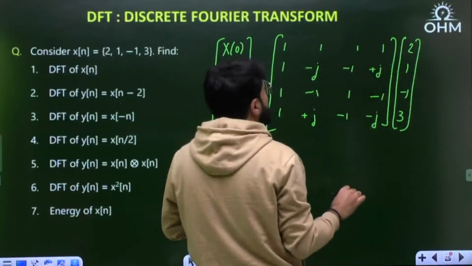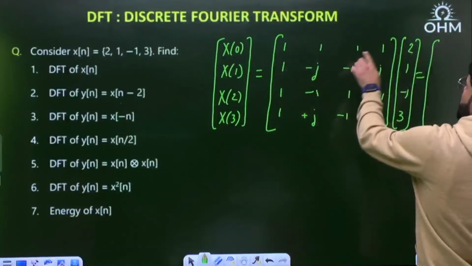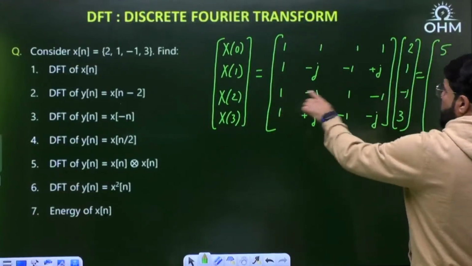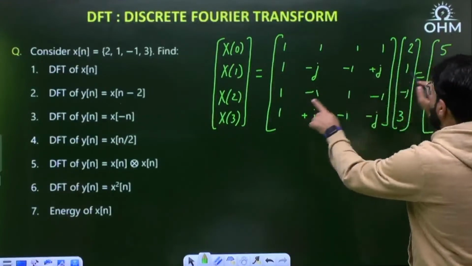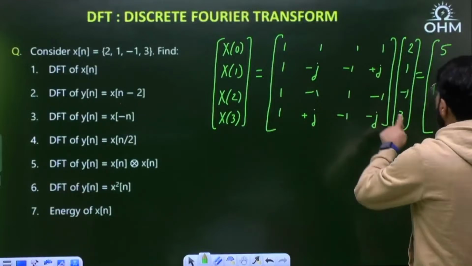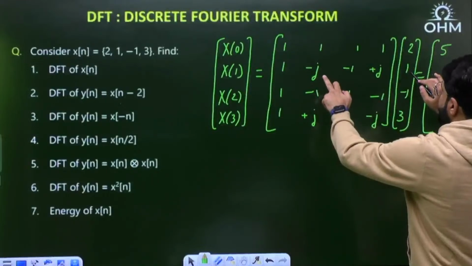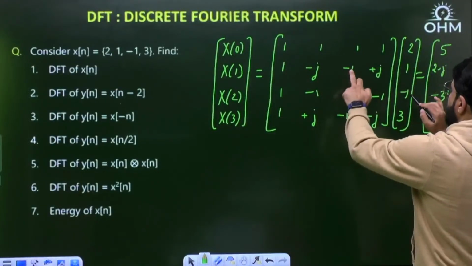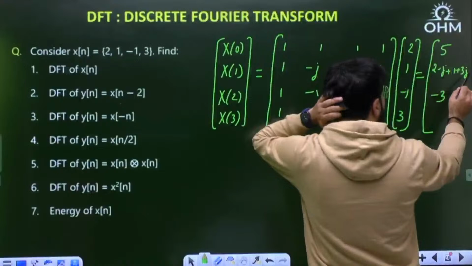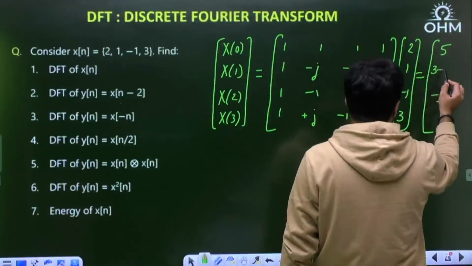Now see what the first result is. First is just addition: 2 plus 1 minus 1 plus 3, 5. Then the alternate plus minus pattern: 2 minus 1, again minus 1 and minus 3. So 2 minus 1 is 1, minus 1 is 0, minus 3. So here minus 3. Then next, 2 minus j plus 1 and plus 3j. Net answer 2 minus j plus 1 plus 3j, so 3 plus 2j.